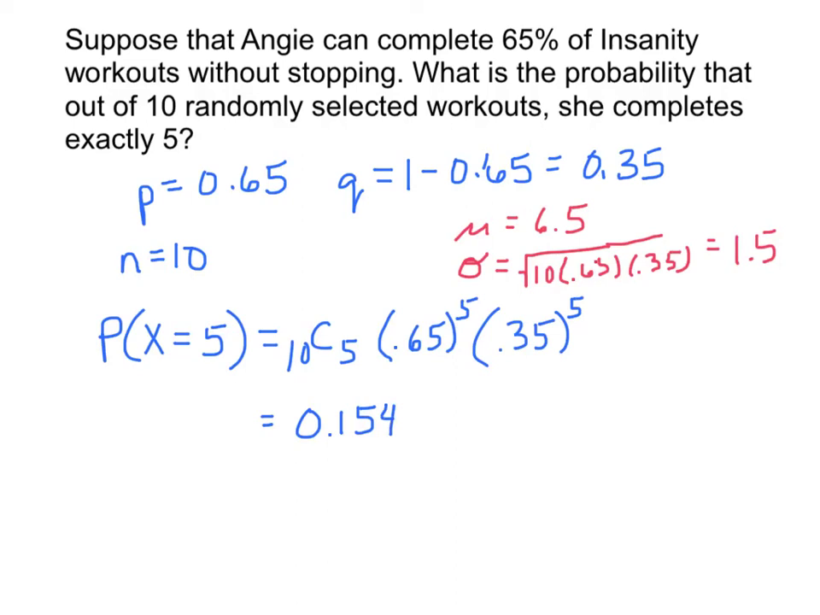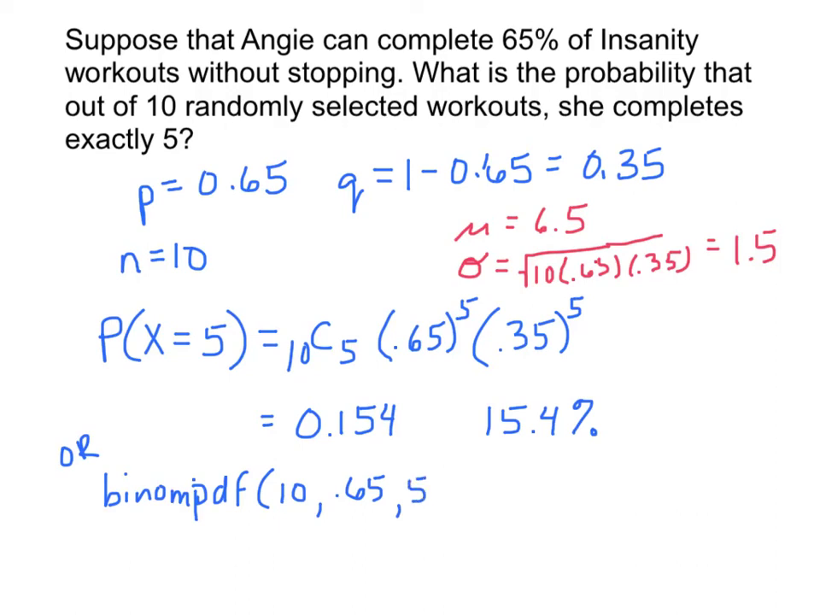So a 15.4% chance that I complete exactly 5 workouts out of 10. Again, you could have also gotten the same answer with the binomial PDF. Is that what it is? Binomial PDF: 10, comma, your probability of success is 65, and then you're looking for exactly 5 successes. That would give you the same answer.